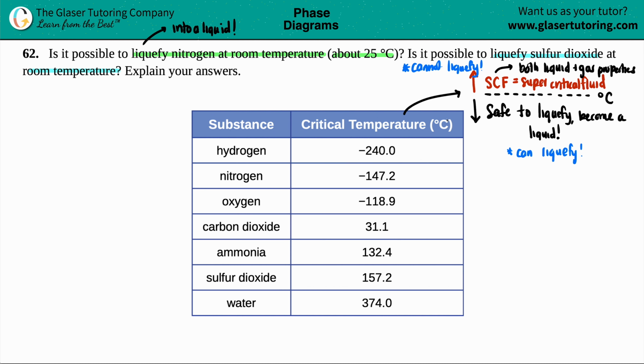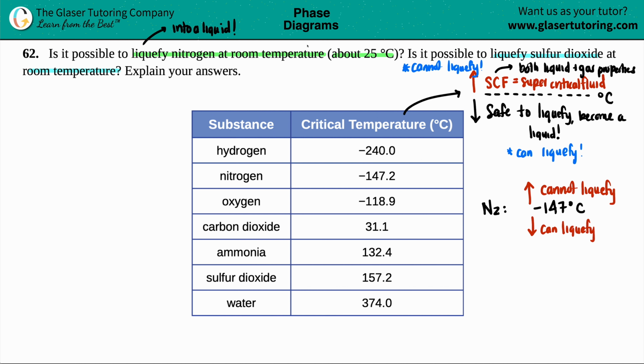So, let's do nitrogen. Now, nitrogen's critical temperature is negative 147.2. For nitrogen, which is N2, the critical temperature is negative 147 degrees Celsius. Anything above that temperature, you cannot liquefy. But anything below that temperature, you can liquefy.